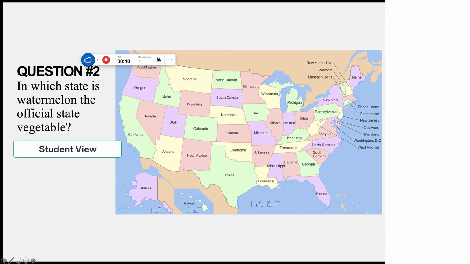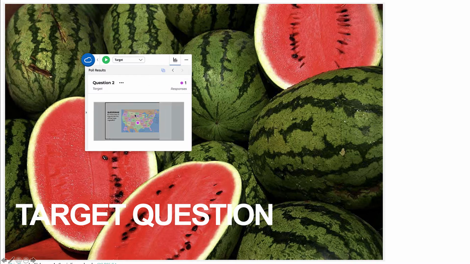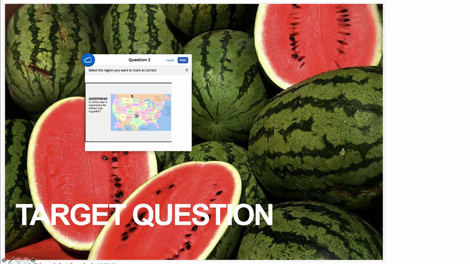You'll see that our response is in. I will stop the timer. So when I want to grade my target question, I click on the bar graph, double click in here, and now I have the option of drawing where the result is. You'll notice that I get a rectangle, and unfortunately, that's all I get. So the correct answer is Oklahoma.